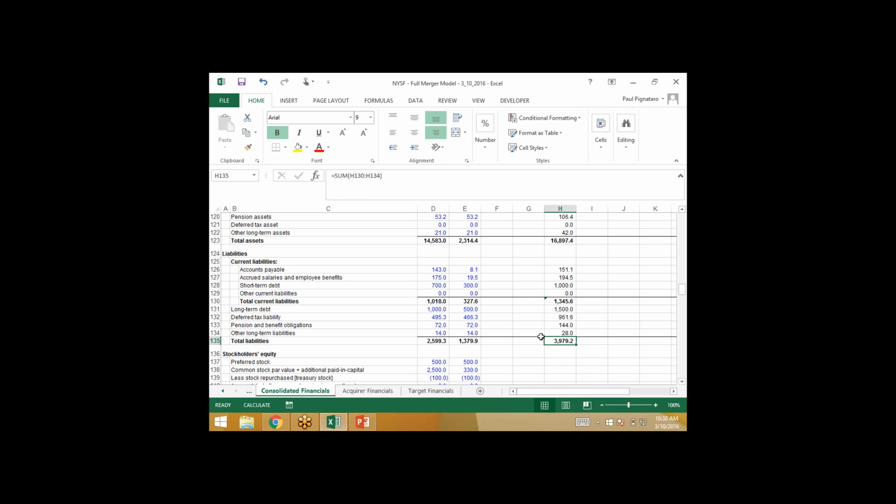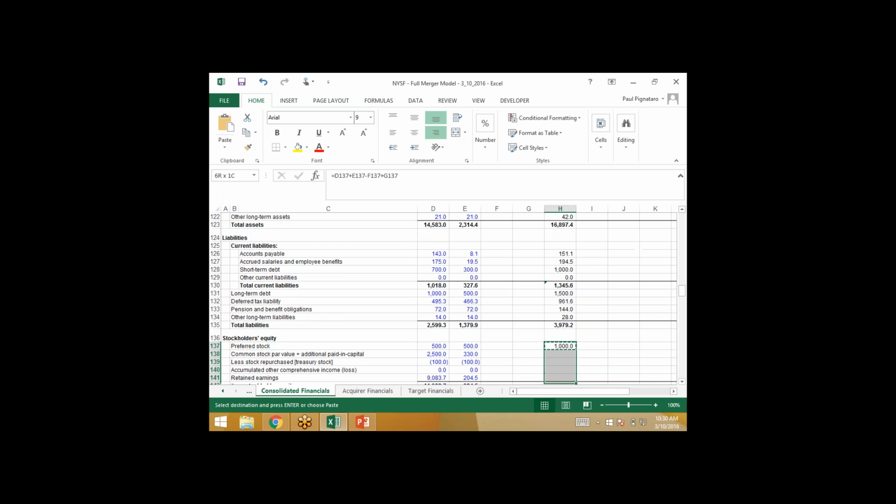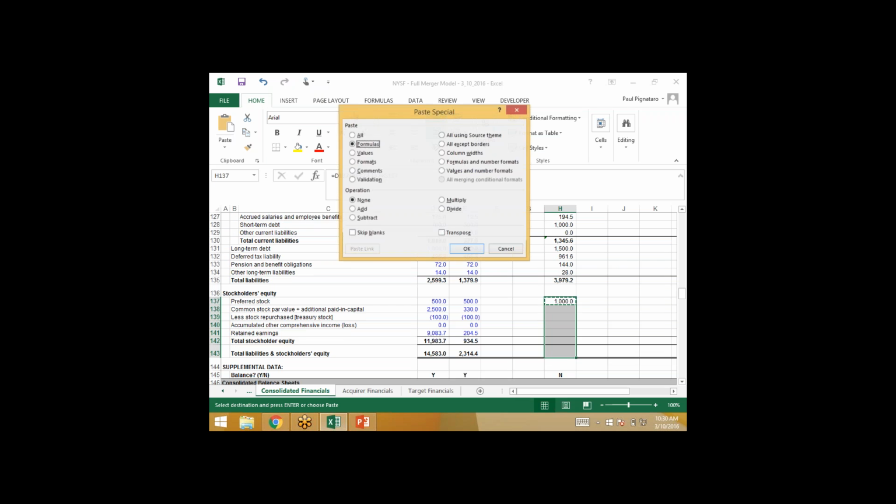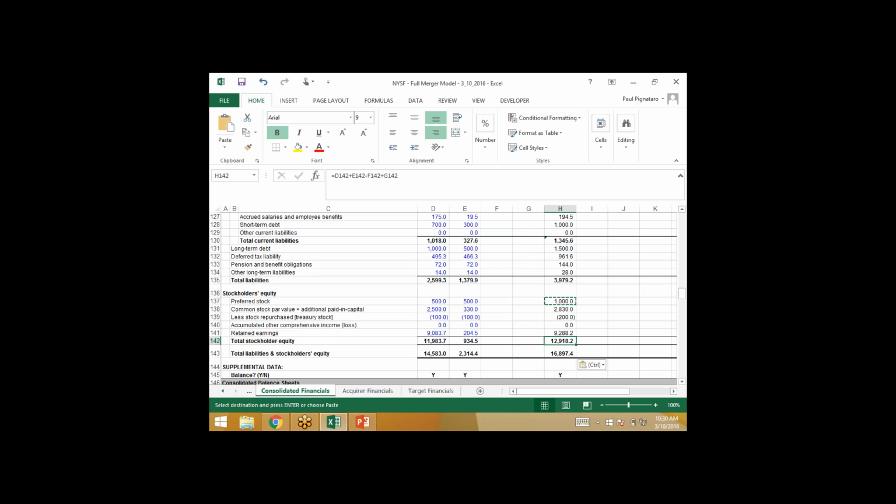Okay, and shareholders' equity is the same thing as liabilities. It's the same formula: acquirer plus target minus debits plus credits. Copy that all the way down. Again, make sure your totals are totaling top down. Stockholders' equity is the sum of the above. Liabilities and stockholders' equity is the sum of the total liabilities and stockholders' equity. Otherwise, the adjustments that we're going to make won't be captured in the totals.